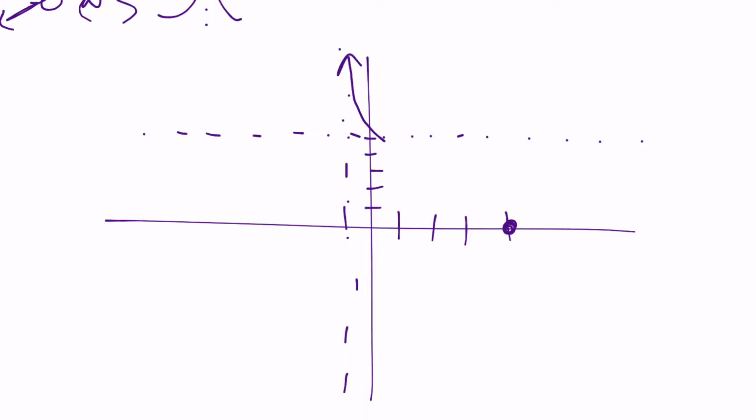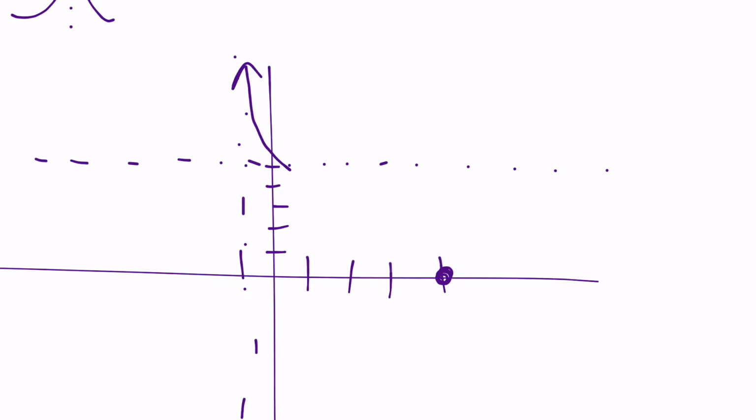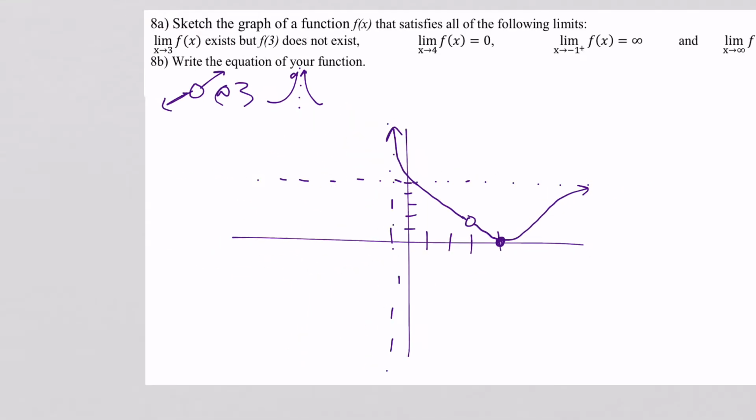Okay. Well, what else did we need? We said we needed a hole at 3. So right here at 3, we need a hole. Okay. So this graph has to come down, hit that hole, right? I have to hit that 0, but I need to approach that horizontal asymptote. So maybe I'll make it bounce and go up like that. That's one option.